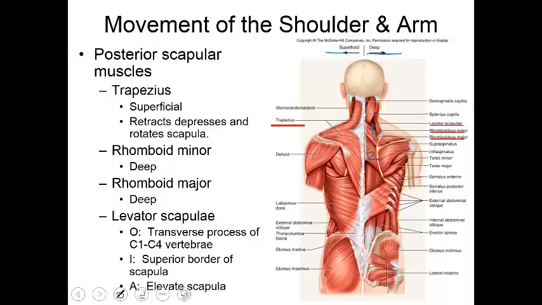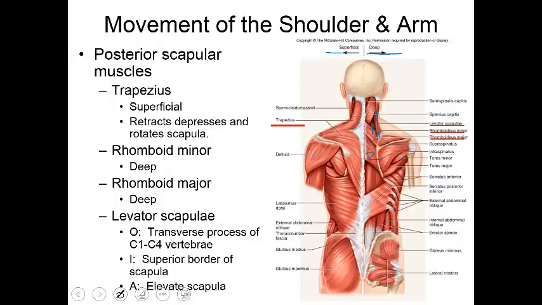Now, a major muscle that is also deeper than the trapezius, is the levator scapulae muscle. So this guy right here, levator scapulae. It elevates the scapula. All of the muscles that we looked at right now depressed the scapula. This muscle, levator scapulae, elevates or lifts up the shoulder blade or the scapula.